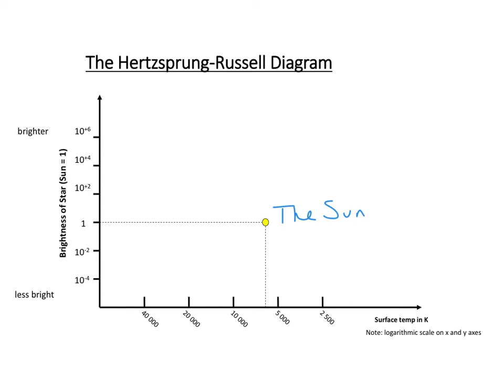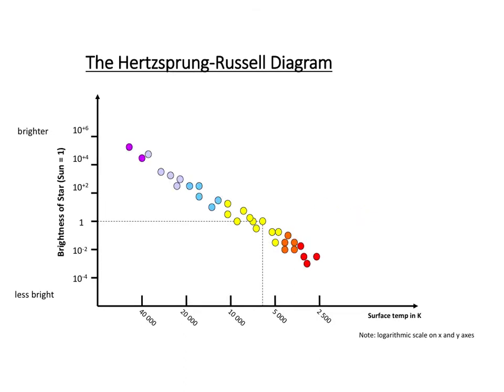Okay, so there's our Sun, and we can see that its temperature from this is somewhere around about 6,000, maybe 6,500 Kelvin. Okay, 6,000, shouldn't say degrees, 6,000 Kelvin. Okay, so on to the next part. Okay, so this is the main sequence.